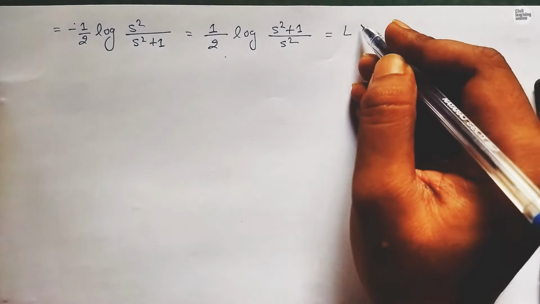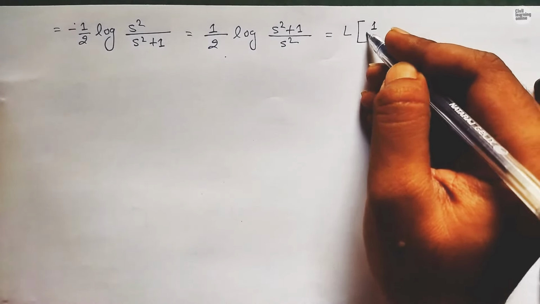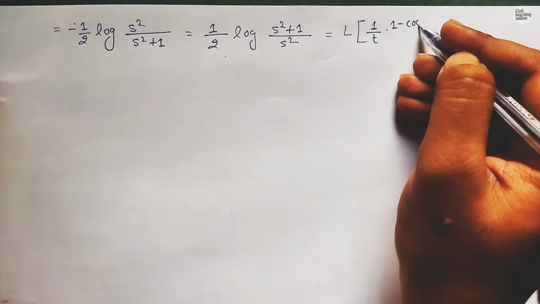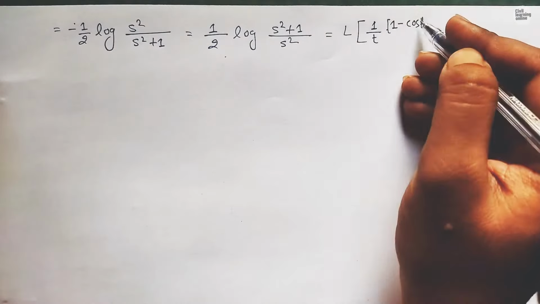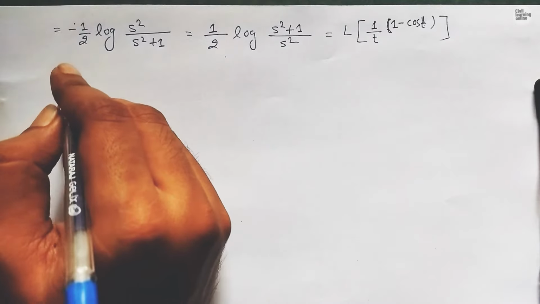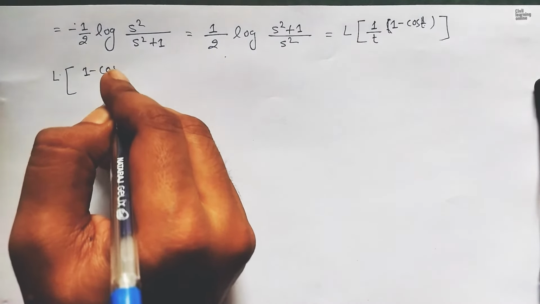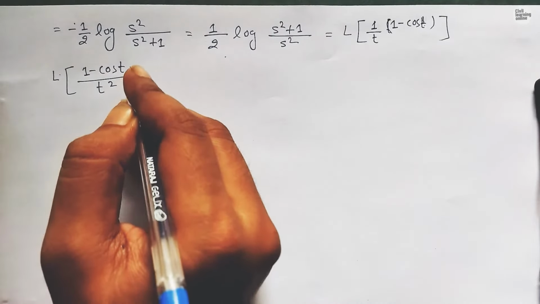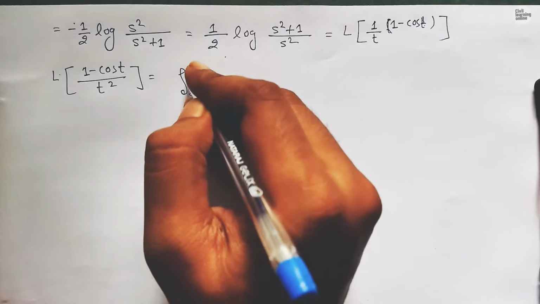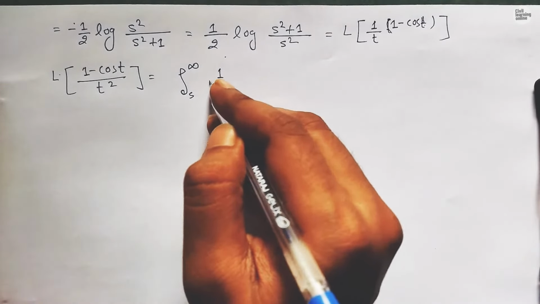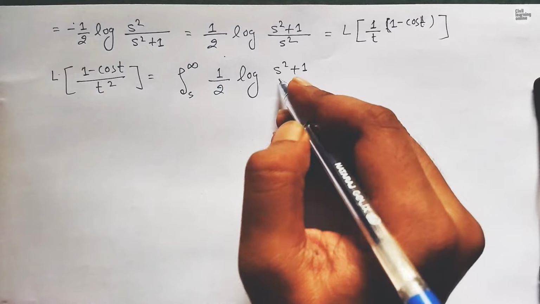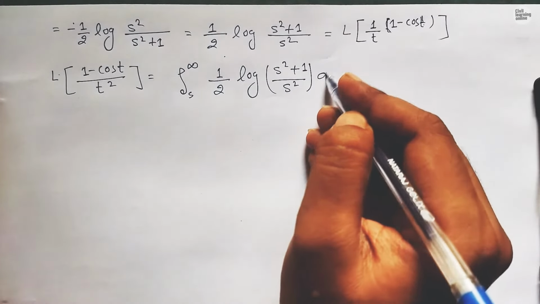This is the value of Laplace transformation of 1 upon t times (1 minus cos t), but in the question we had (1 minus cos t) upon t square. So the Laplace transformation of (1 minus cos t) upon t square will be equal to the integration from s to infinity of 1 upon 2 log (s square plus 1 upon s square) ds.